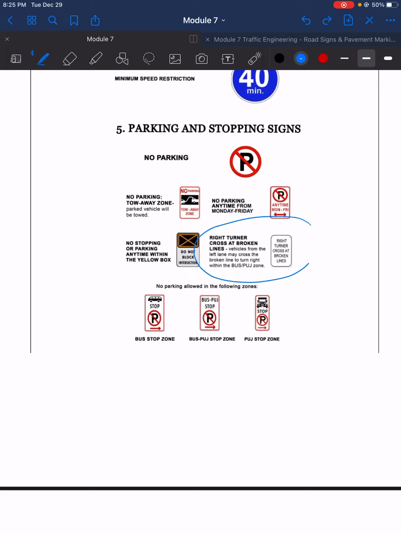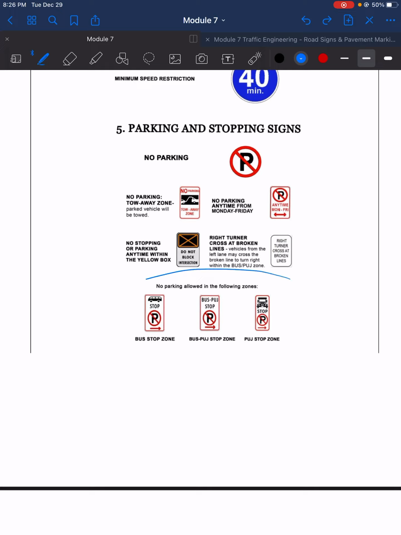Right turner cross at broken lines. Vehicles from the left lane may cross the broken line to turn right within the bus or the PUJ, or the public utility jeepney zone. Right turner cross at broken lines. So, makikita natin mamaya yan sa pavement markings kung ano yung mga broken lines and solid lines.